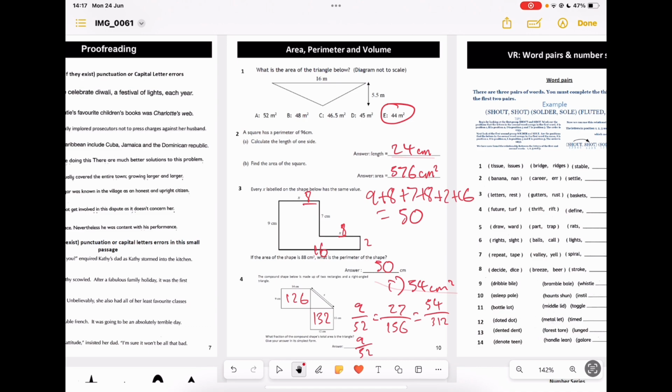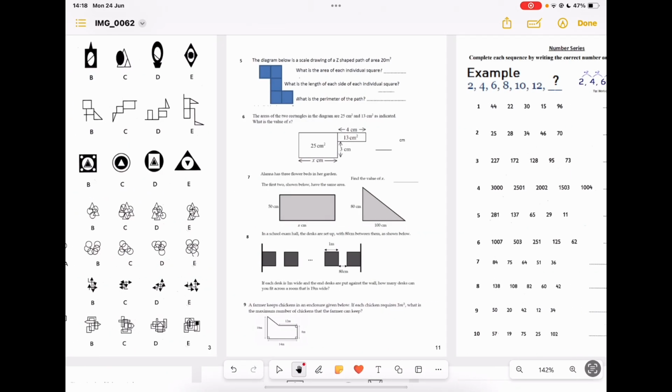Okay, next is, so that was page 10, page 11. Question 5. The diagram below is a scale drawing of a Z-shaped path of area 20 meters squared. What is the area of each individual square? So there are 1, 2, 3, 4, 5 squares. So we just divide the 20 by 5, which gives us 4. So that one will be 4 meters squared.